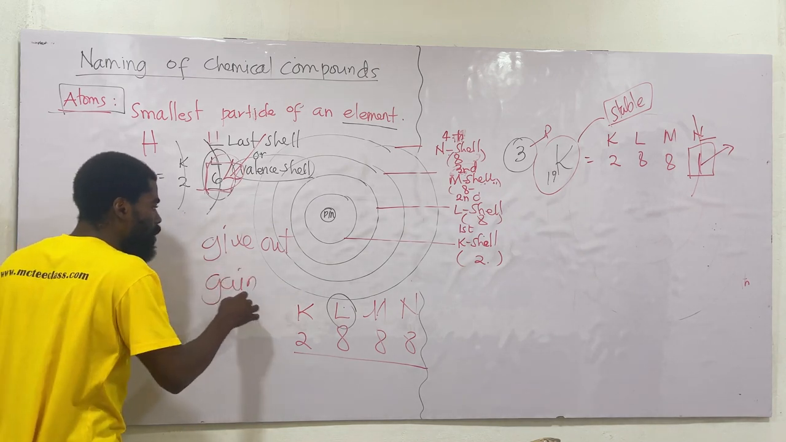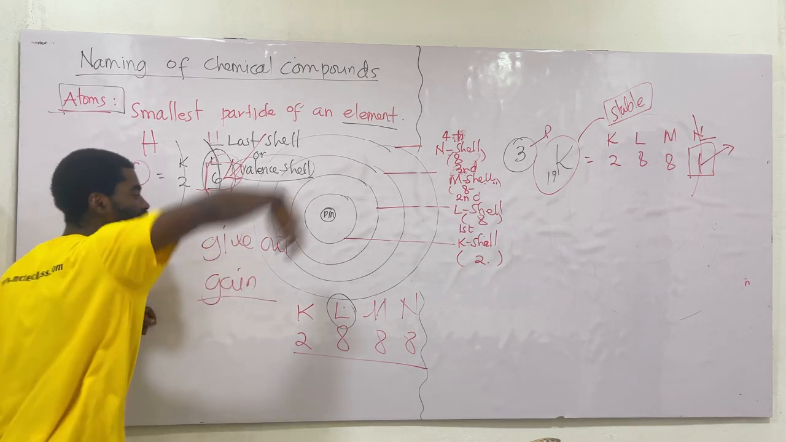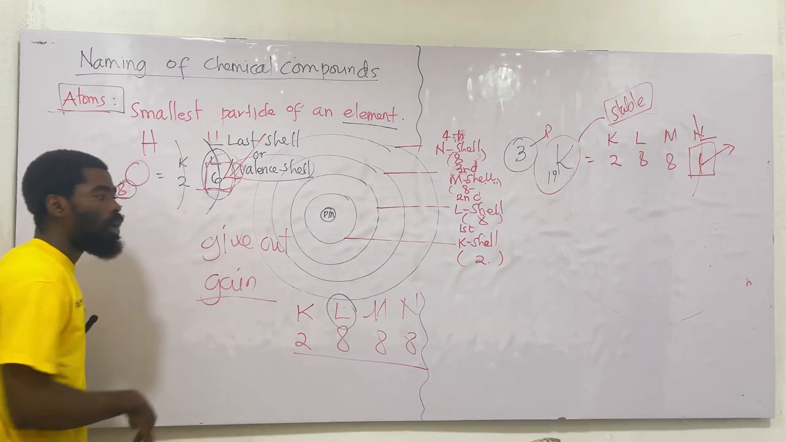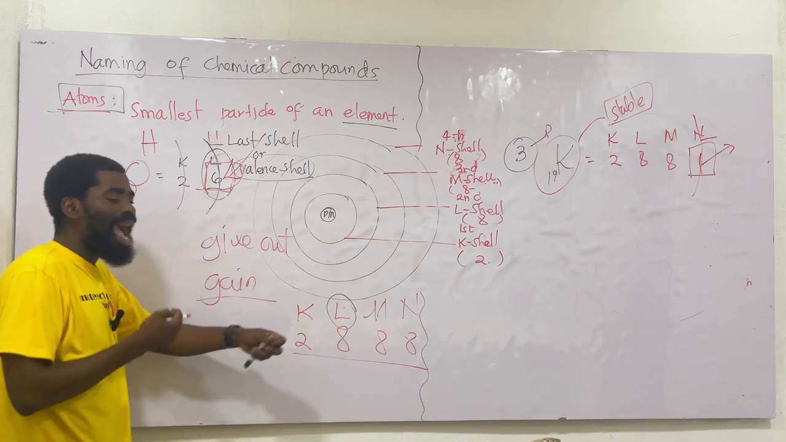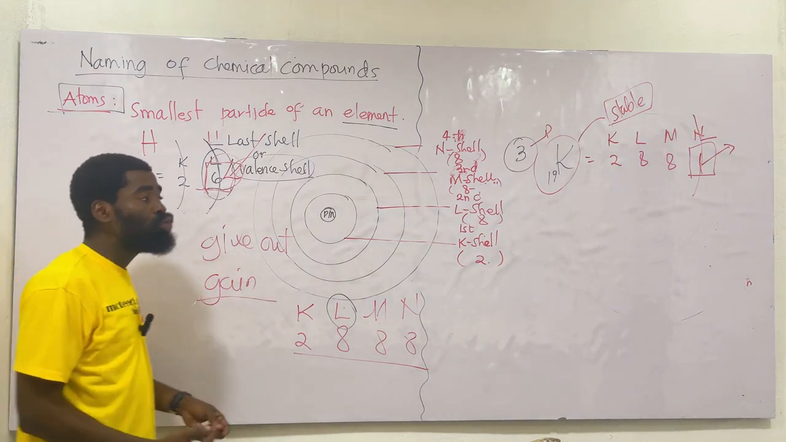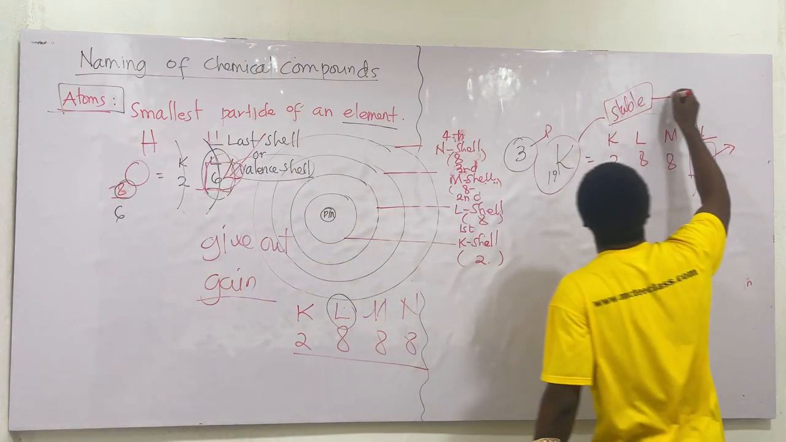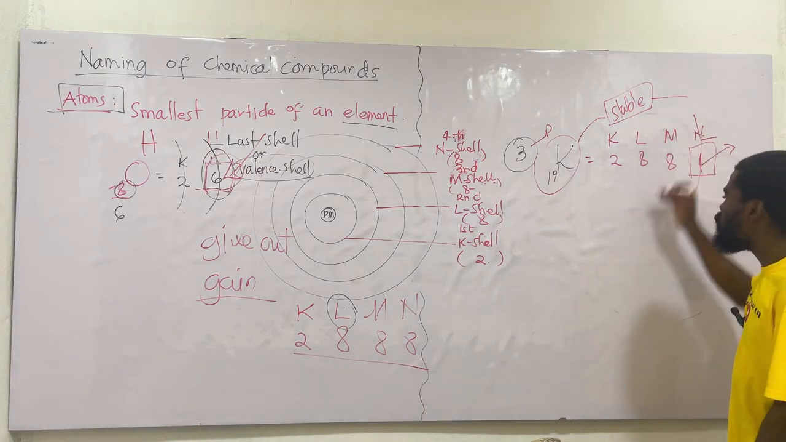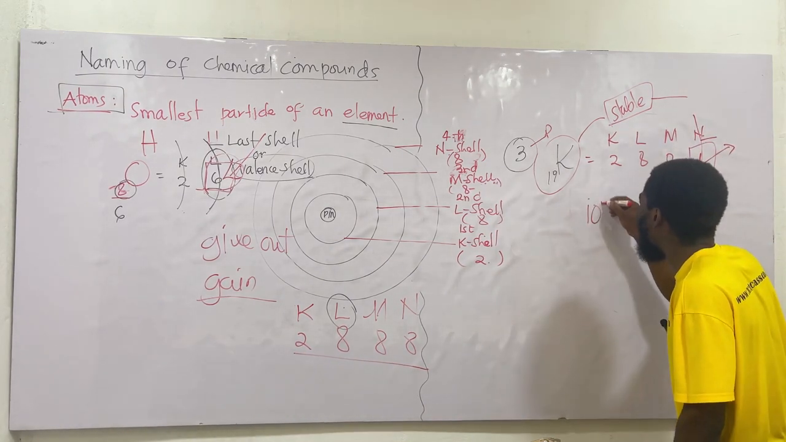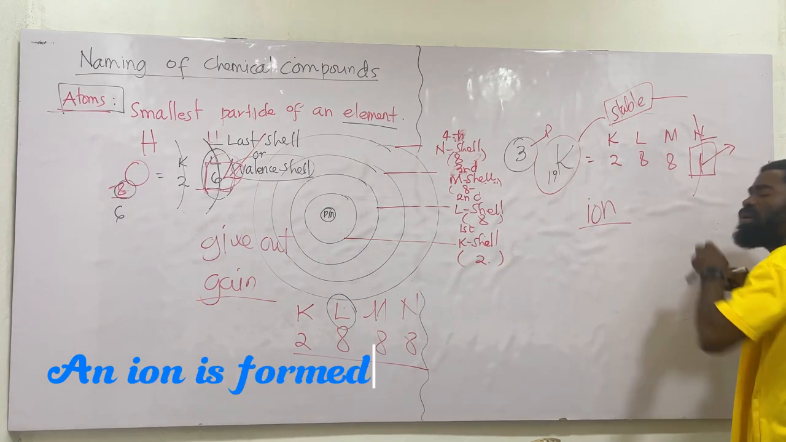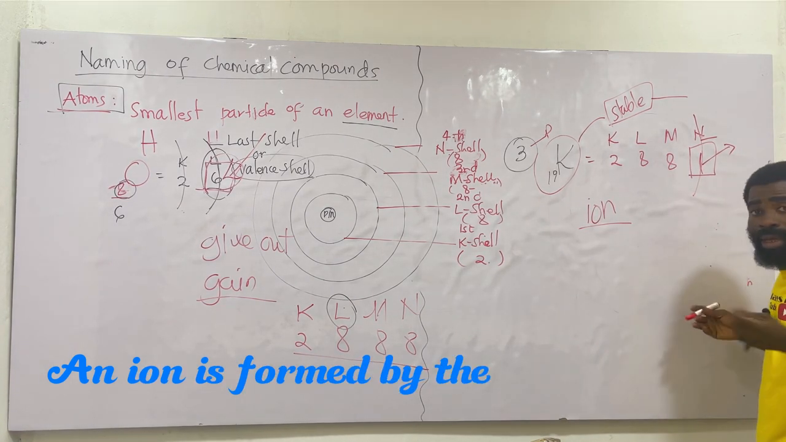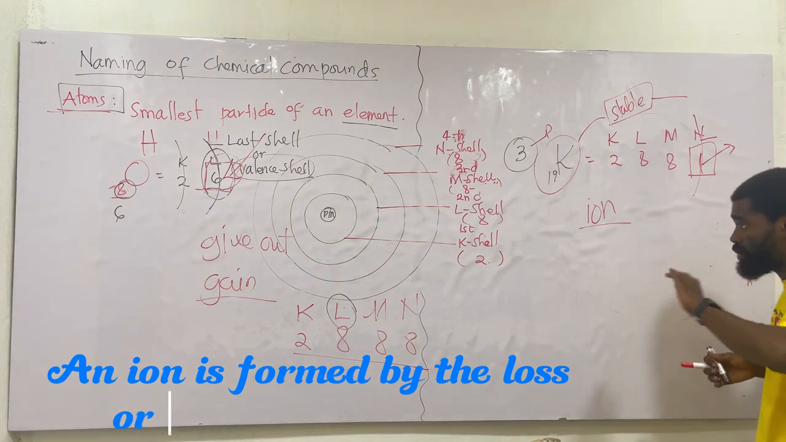Let me use the gain. Gain an electron. Or give it out, or lose it, or gain. I think you get the point I'm making. You losing or gaining an electron, for you to become stable, you form what we call an ion. So we are leading you to this point. Some people say ion, some say ion, no problem.